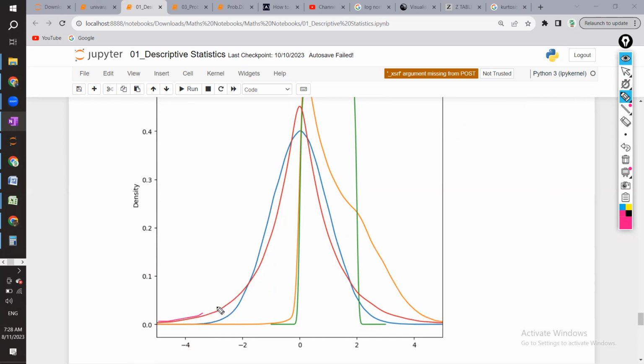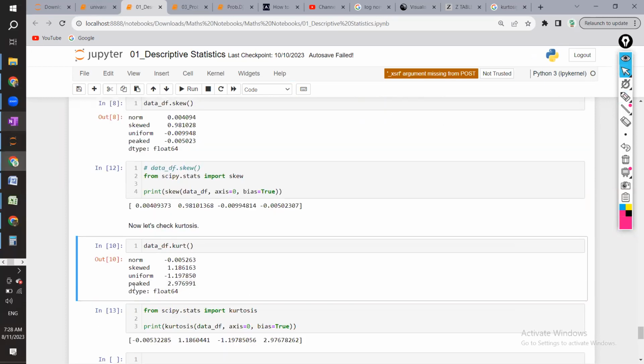But in the peak distribution, you will see clearly longer tails. Okay, this longer region will affect the kurtosis. Because of the longer tails, the peaked distribution has a high degree of kurtosis. So these are the different distributions and the kurtosis, fine.